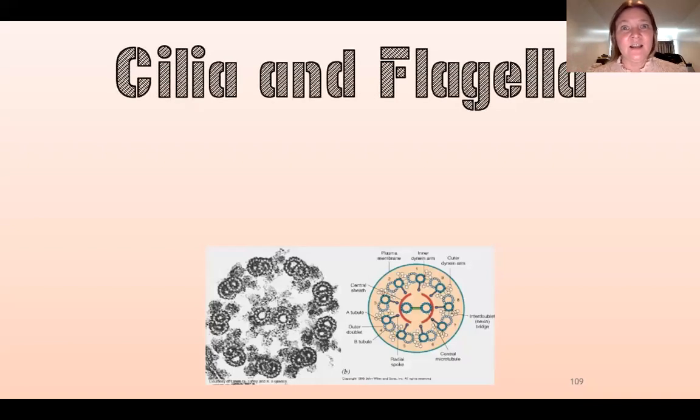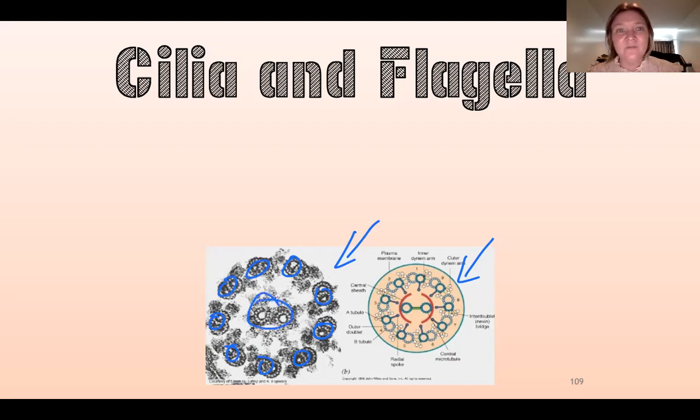Cilia and flagella. Both of these are used for movement, and both of them have the same internal structure, which you can see here. That is an actual photograph from a microscope, and that's a diagram. There are 9 pairs of microtubules surrounding a central pair. Again, you can tell that they're microtubules because they are hollow on the inside. So we've got 1, 2, 3, 4, 5, 6, 7, 8, 9 pairs surrounding a central pair.